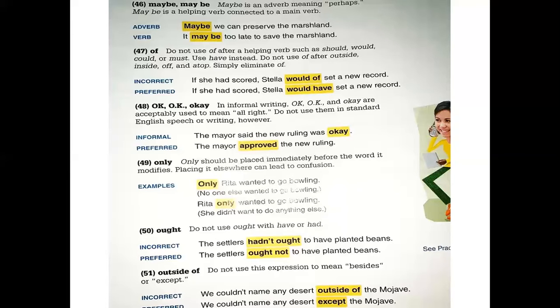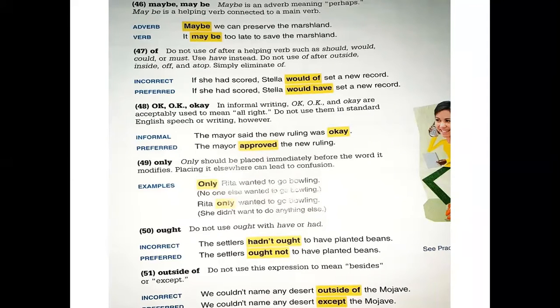Or accept. So, for example, everyone is going outside of somebody, outside of Yara. That's wrong. You use except or besides. So the preferred would be, we couldn't name any desert except the Mojave.